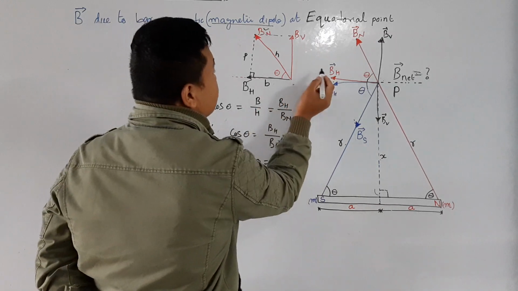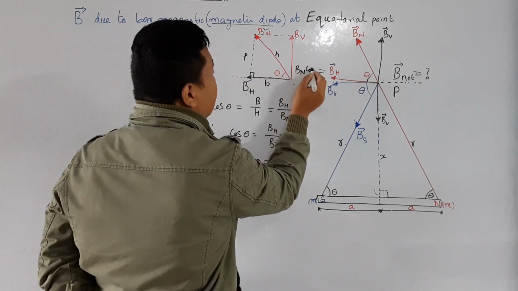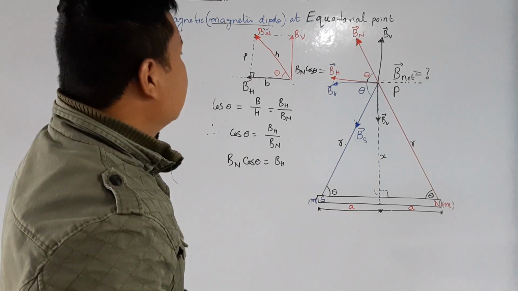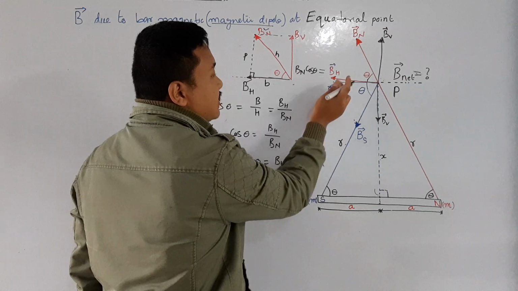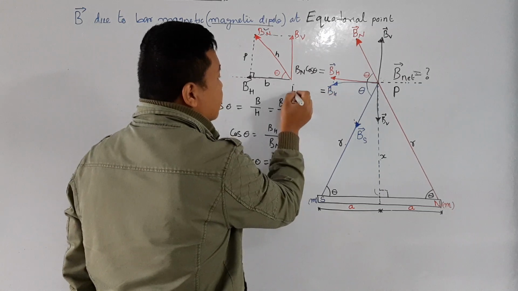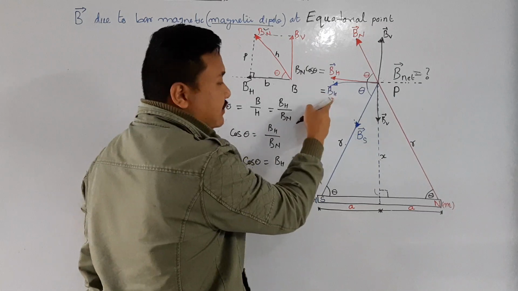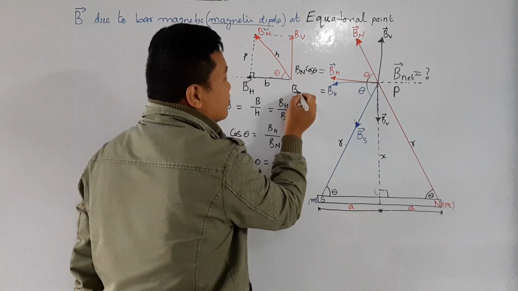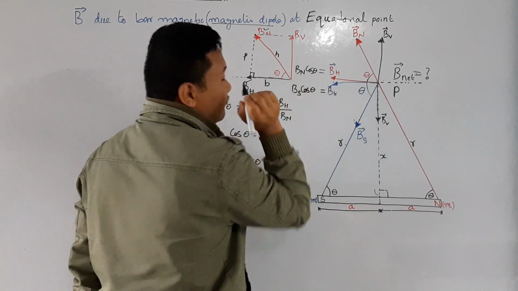So this is equal to how much? This is BN cos theta. Okay, we got BN cos theta as BH. It means that this is also BH, then this will be also my B. This blue is because of BS. This red is because of BN. So this will be BS cos theta.